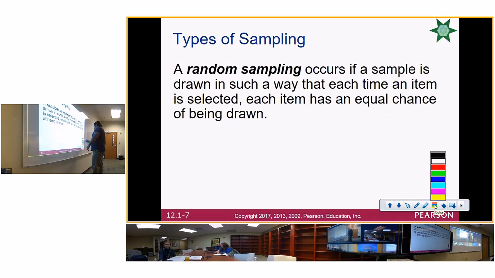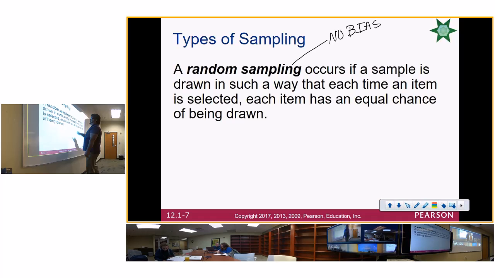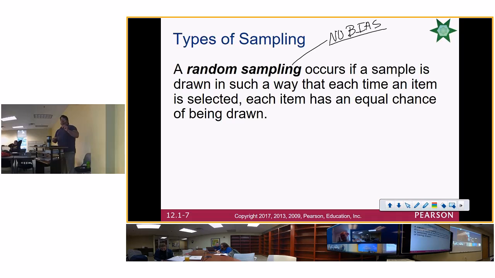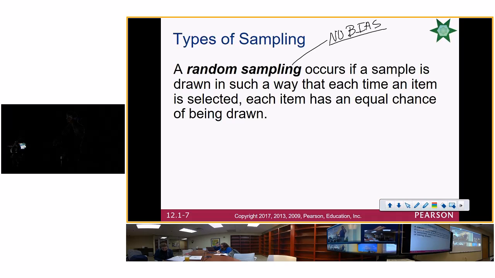Bias is a very used word. No bias. What does bias mean? What does no bias mean? You don't judge one way or the other. Think of no bias. There's two things that have no bias. A judge or an umpire or a referee, whatever. Okay? When they call something, they call it down the middle.